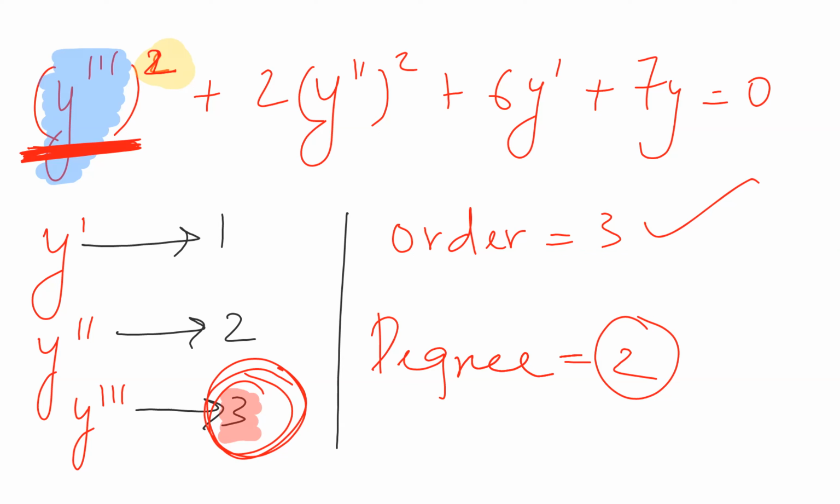Okay, now one thing we need to get very clear: while finding out the order and degree of the differential equation, we need to make sure there are no fractional indices. The power should not be in fraction, and at the same time there shouldn't be any negative index. So let's take some example of that particular category.